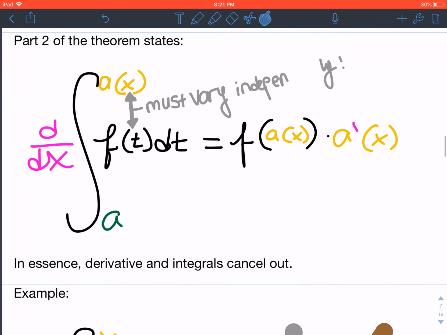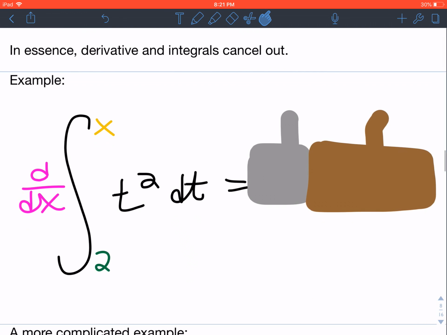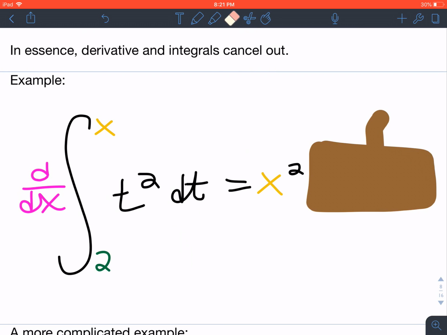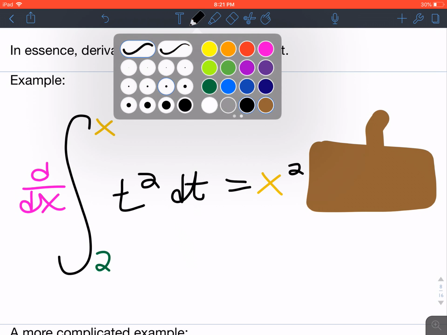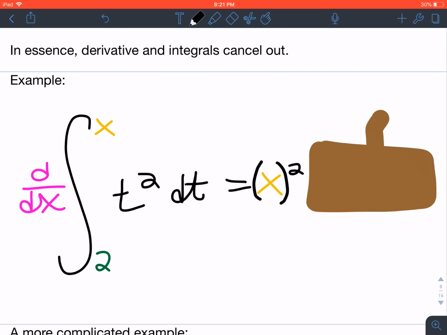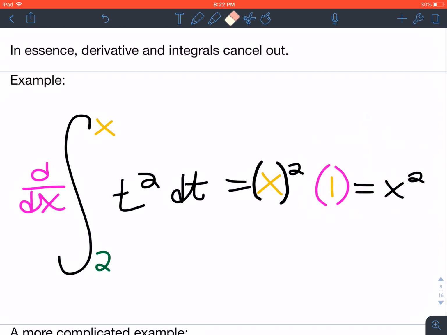So let's go into an example. Here we have the derivative of the definite integral from 2 to x of t squared dt. So the first part is the x squared. Really what I should have done is, I can actually write it in. We have the t squared, the x gets plugged in to t, and it's squared. Then it's times the derivative of x, which is just 1. See, I wrote the derivative in pink. So the final answer is just x squared.